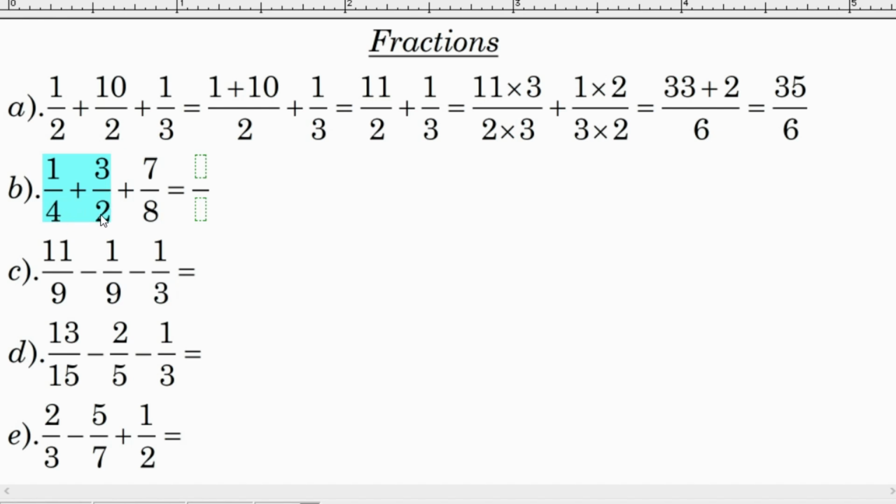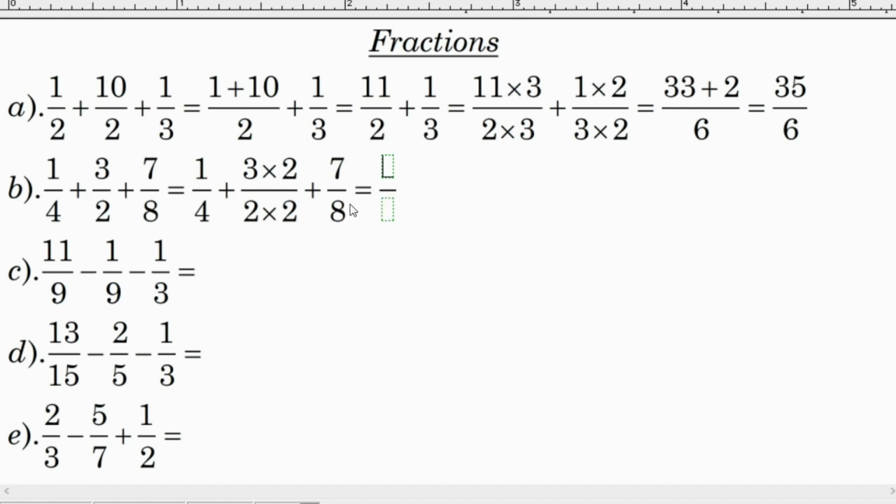Why? Because 2 can multiply by 2 to equal 4. So I keep the 1/4 here and then plus 3/2. So 2 can multiply by 2, and then we also multiply the numerator by 2. And then plus 7/8.